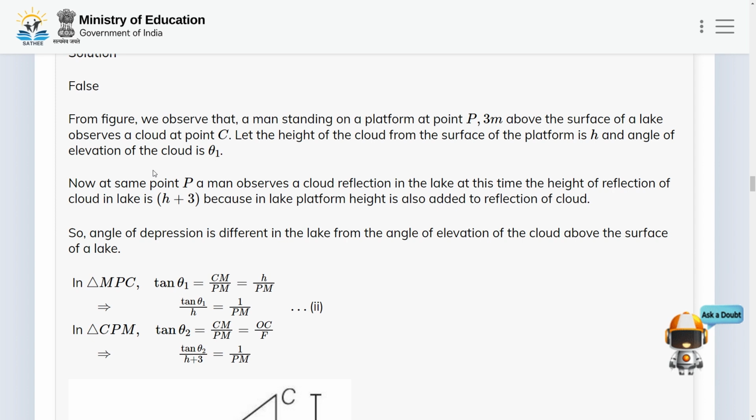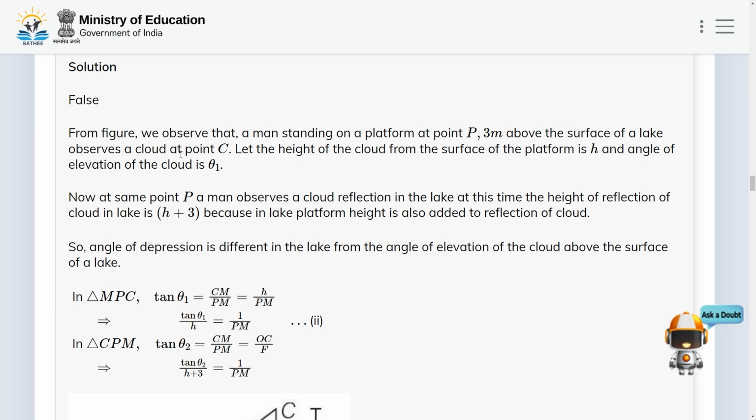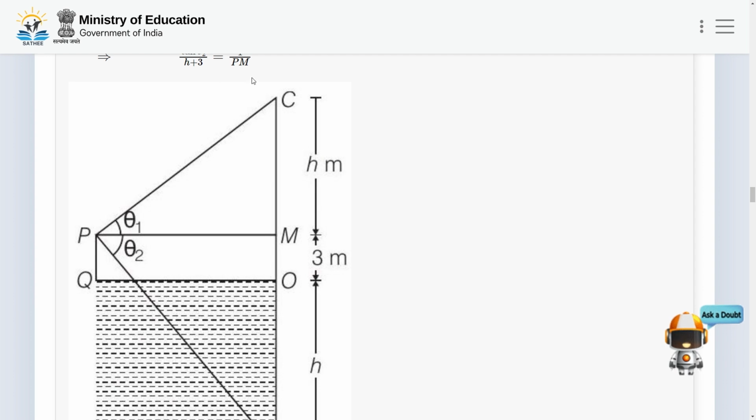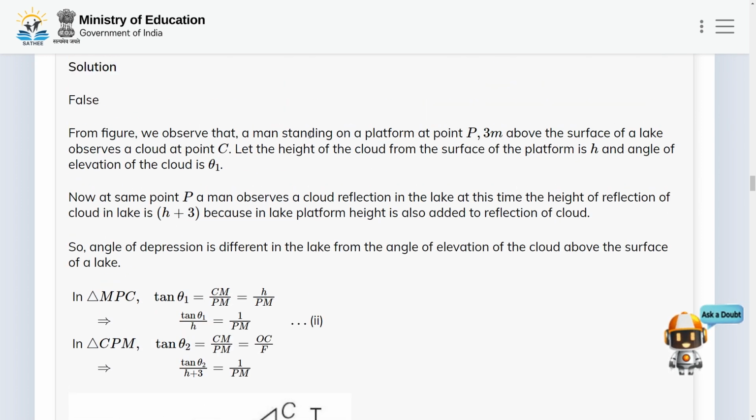Let us check from this figure. From this figure, we observe a man standing on a platform at point P, 3 meters above the surface of a lake, and also observing a cloud at point C. Let the height of the cloud from the surface of the platform be h, and let the angle of elevation of the cloud be theta 1.